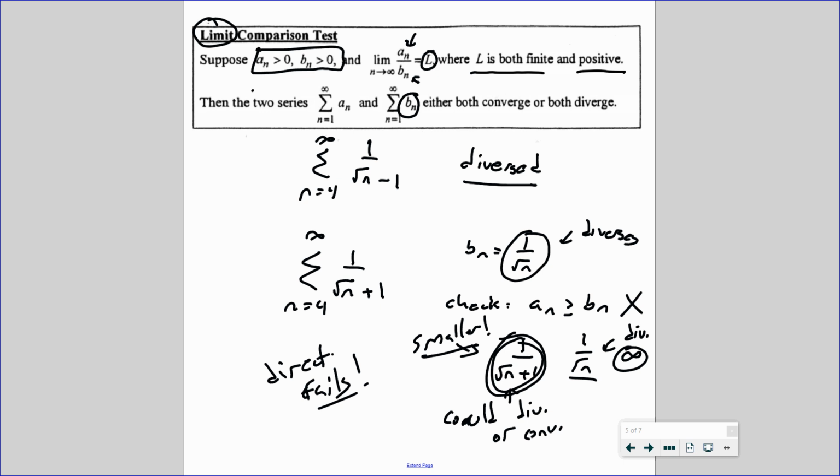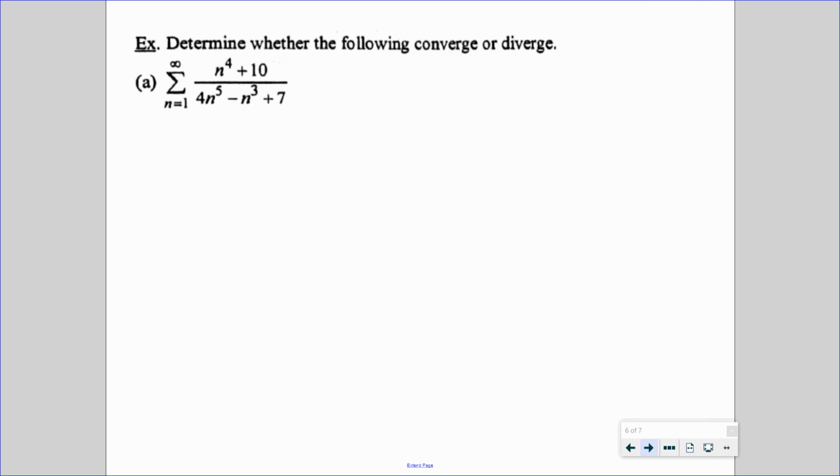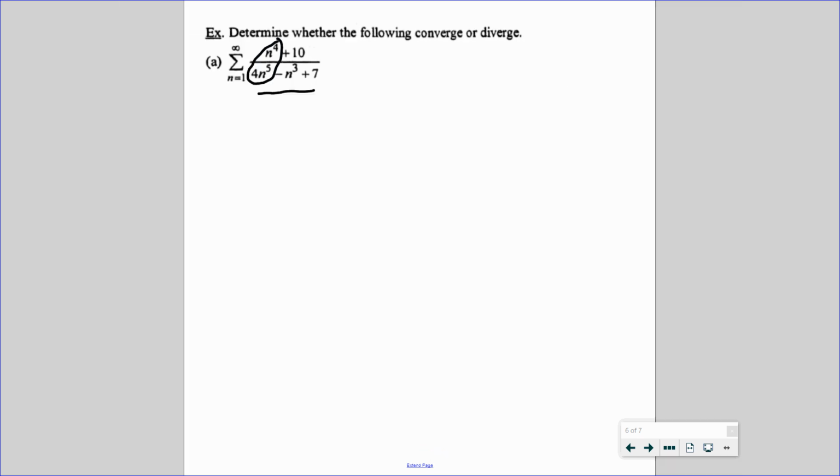So let's take a look at an example here. Now, for a problem like this one, I could probably use direct comparison if I only look at what matters the most. This is really what I'm looking at. But it gets really ugly. We'll talk about that if I compare the original with my comparison. So let's take a look at this example. My original is a sub n. That is n to the 4th plus 10 over 4n to the 5th minus n cubed plus 7.